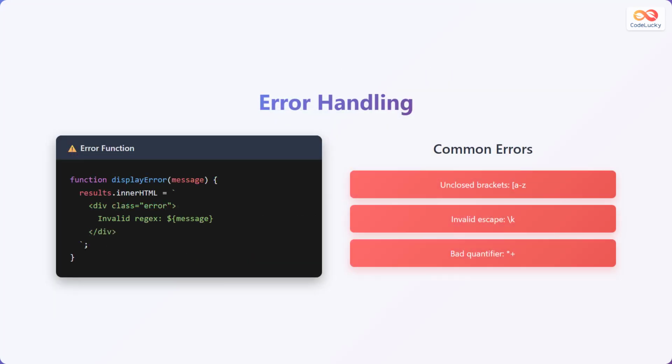The displayError function is responsible for showing error messages to the user when an invalid regular expression is entered. It takes a message parameter, which contains the error message to display. It sets the inner HTML of the results div to an HTML structure, which includes a div element with the class error and the error message inside it. Here are some common regular expression errors. Unclosed brackets like open square bracket a-z, invalid escape characters like \k, and bad quantifiers like *+.